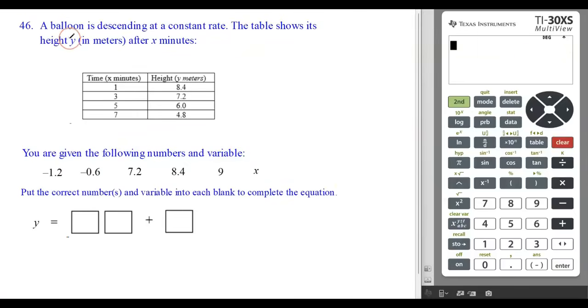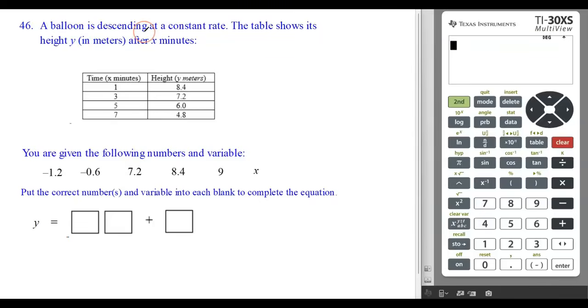Question 46. A balloon is descending at a constant rate. The table below shows its height, y in meters, after x minutes. You are given the following numbers and variable. Put the correct numbers and variable into each blank to complete the equation.